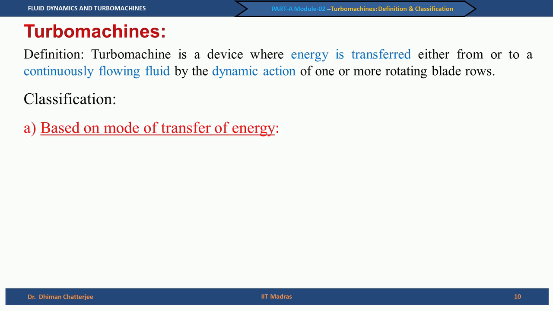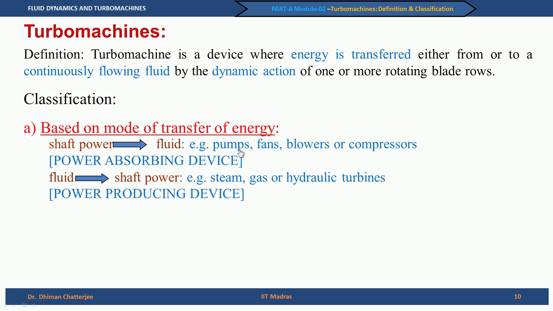The first one is obvious, we have already talked about that energy is transferred either from or to. So, we can say that based on the mode of transfer of energy, if the energy transfer takes place from the shaft to the fluid, that is, there is an external agency which makes the shaft rotate, and hence the blades attached to the shaft rotate, and those moving blades transfer the mechanical energy into the fluid, as a result of which the fluid energy increases, then we call that a power absorbing device. The common examples are pumps, fans, blowers or compressors.